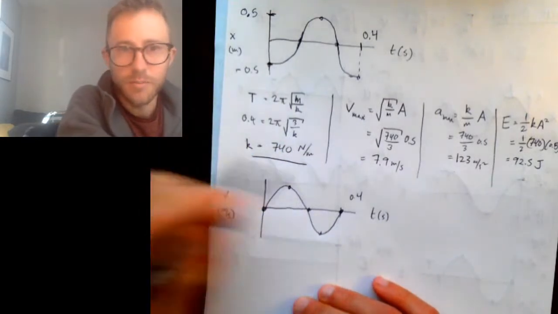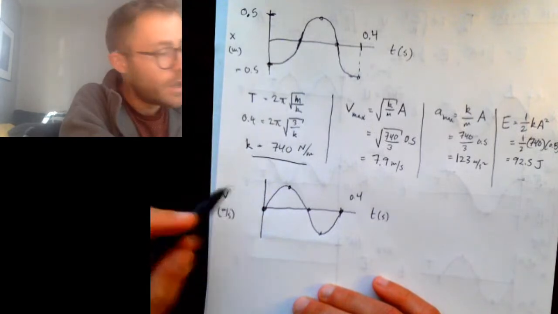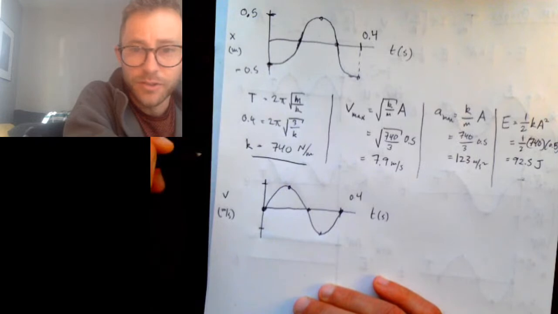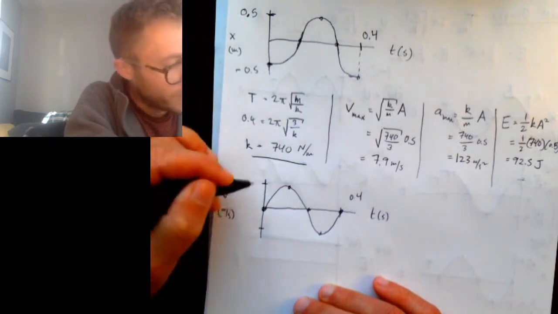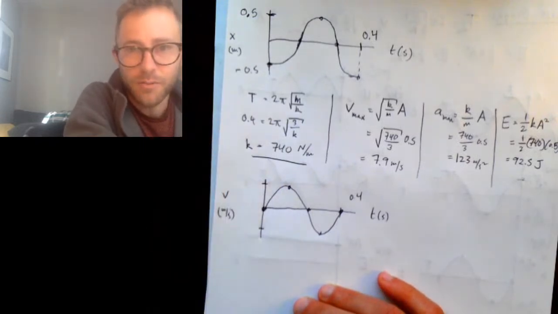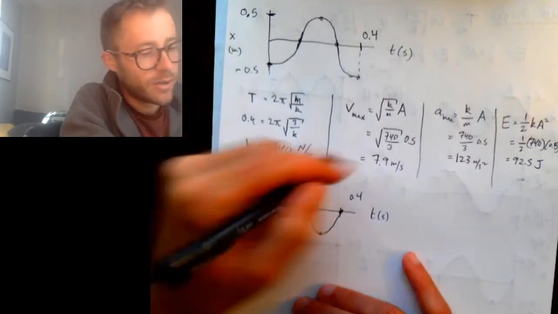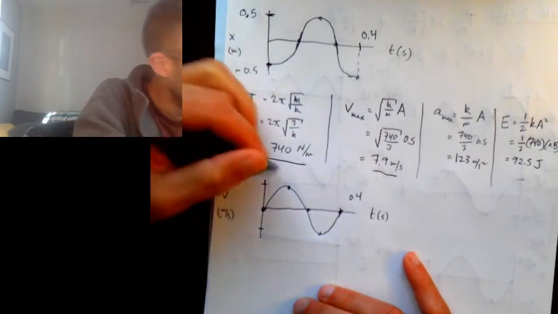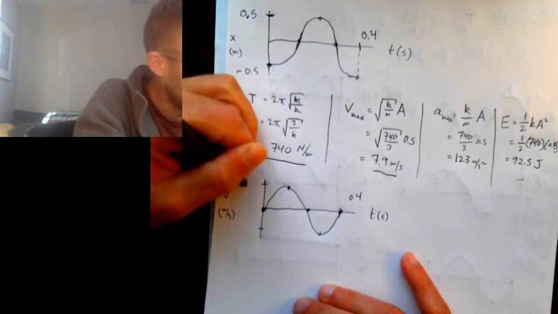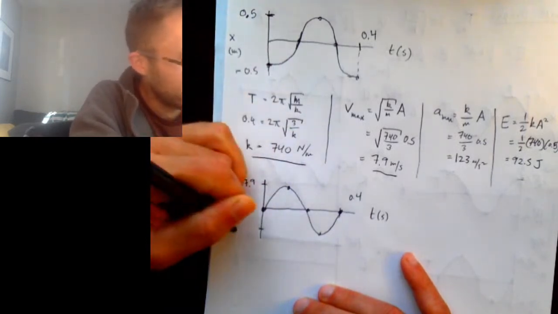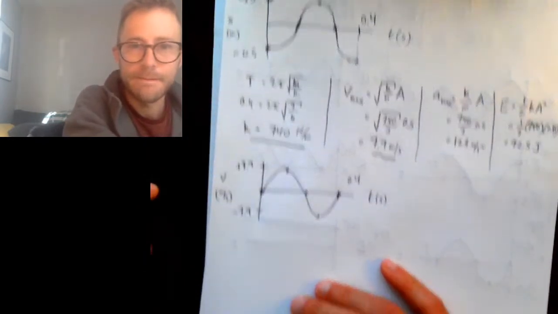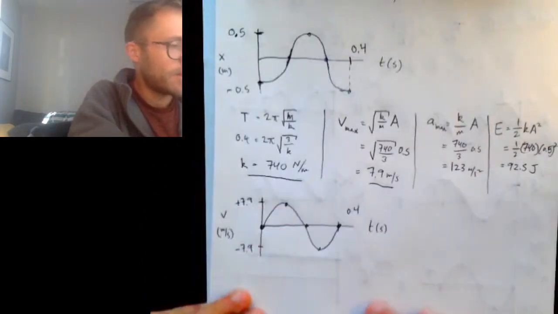That's a horrible drawing, but I did the best I could. And then all that remains is to put the numbers that the velocity graph wiggles between. And I know that I found that the maximum velocity is 7.9. So this graph has to wiggle between plus 7.9 and minus 7.9. Okay. So now let's do the acceleration graph.